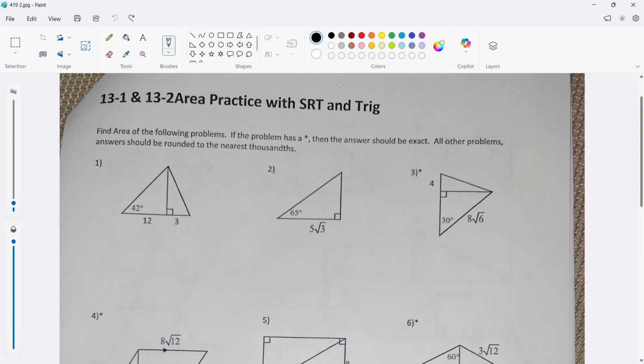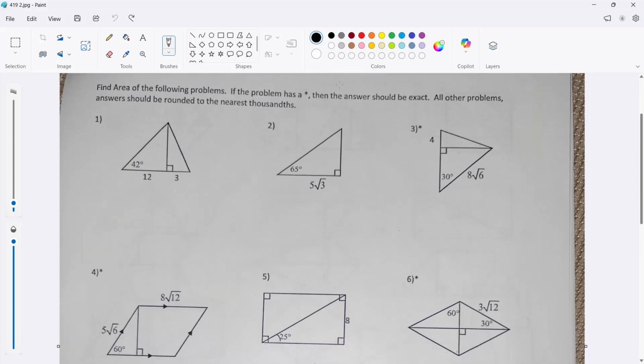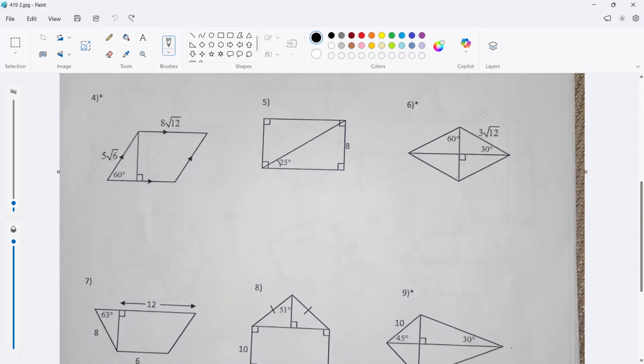If the problem has a star asterisk, then make it the exact answer. In other words, I don't want to just get a number and round it. All other problems round to the nearest thousandth.